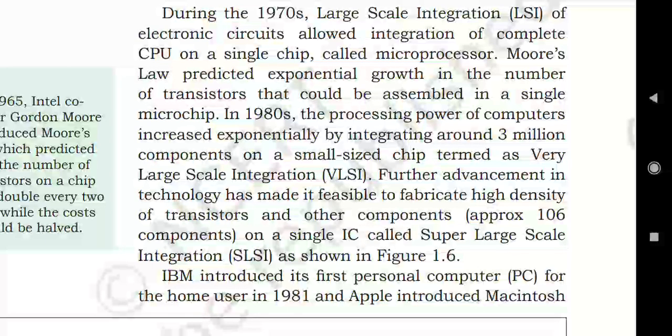In the 1980s, the processing power of computers increased exponentially just by following Moore's law, by integrating around 3 million components on a small-sized chip, termed as very large scale integration, VLSI. Further advancement in technology has made it feasible to fabricate a high density of transistors and other components, approx 10^6 components, on a single IC, the integrated chip, called the Super Large Scale Integration or SLSI, as shown in figure 1.6.